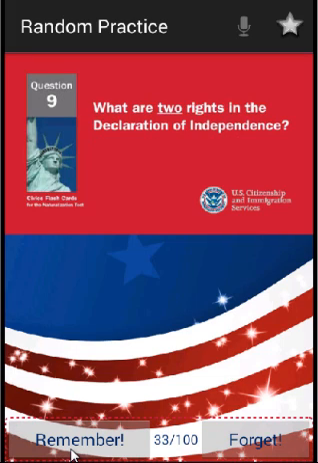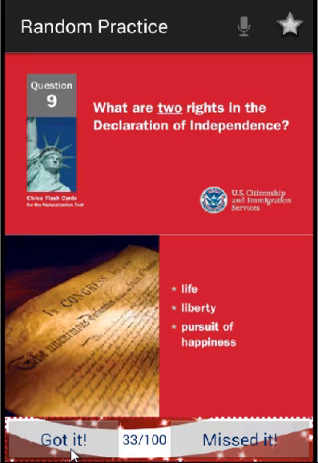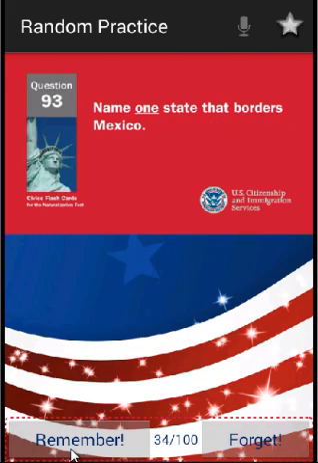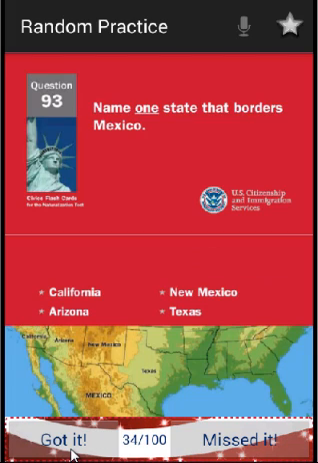What are two rights in the Declaration of Independence? Life, liberty, pursuit of happiness. Name one state that borders Mexico. California, Arizona, New Mexico, Texas.